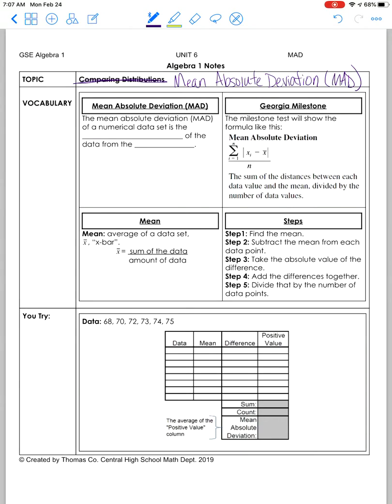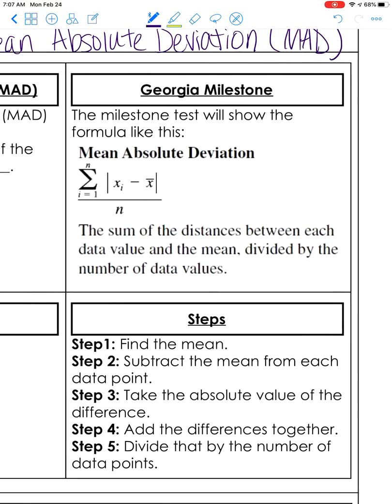So with that being said, here's what it is. Mean absolute deviation, or MAD, of a numerical data set is the average of the data from the middle. Now, I'll be honest, you're probably going to have 1 to 2 questions of this on milestones, but let's go ahead and learn it. The steps aren't hard. It's just the fact that you have to memorize steps. The formula is given to you on the Georgia milestone sheet, but it looks like this.